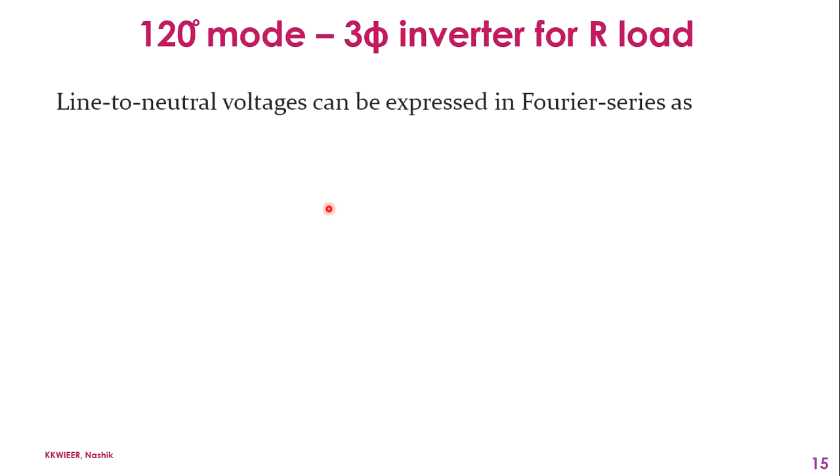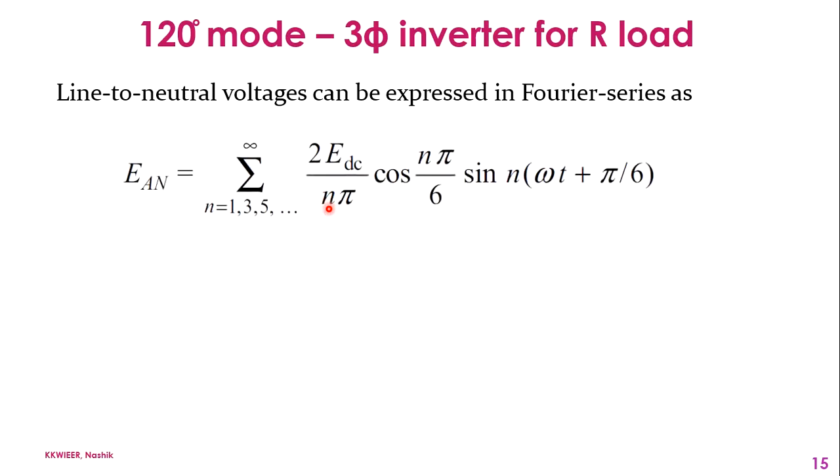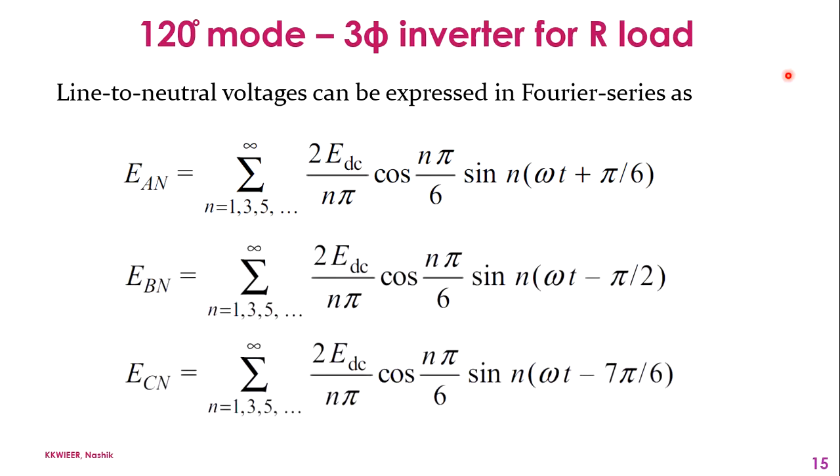Now we will see the line to neutral voltages can be expressed in Fourier series also. So this is the expression for EAN, and for EBN and ECN only the difference is the phase shift. These are phase shifted 120 degrees with each other. So this is all about the 120 degree mode in case of three-phase inverter with the resistive load.